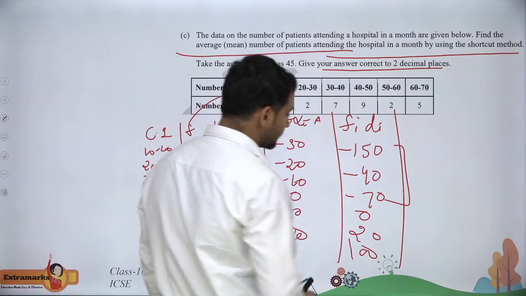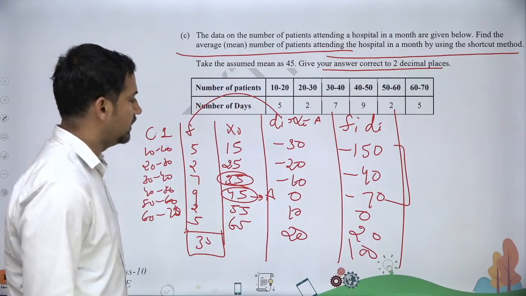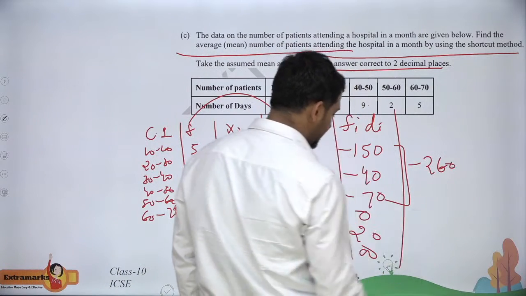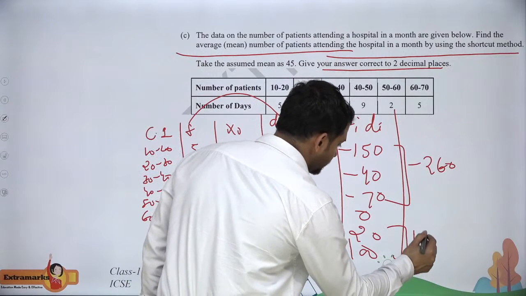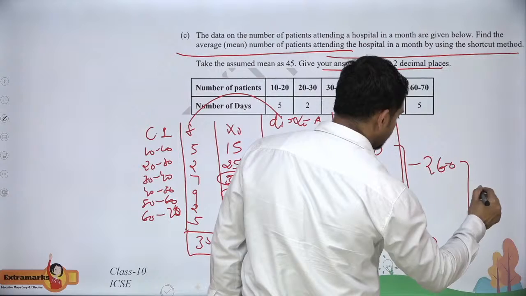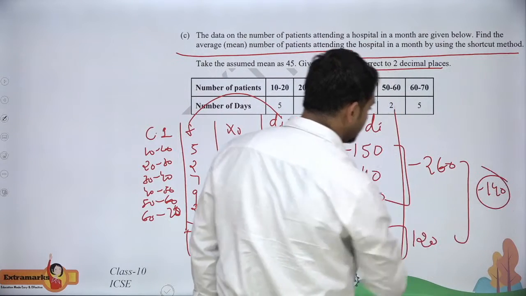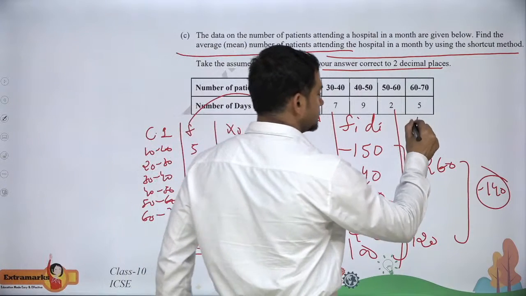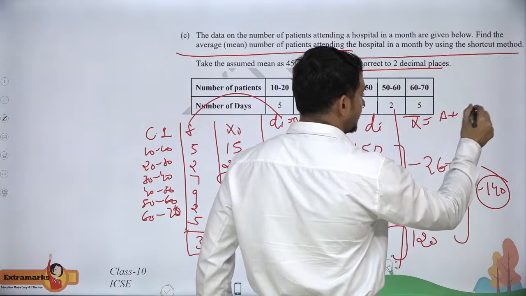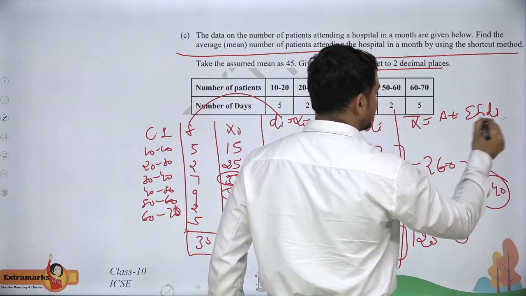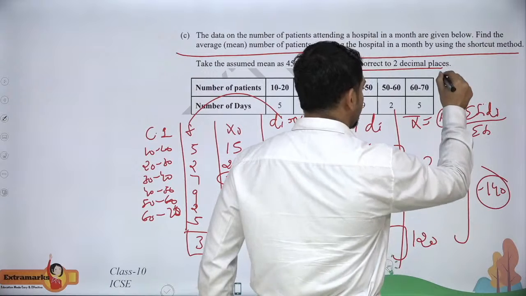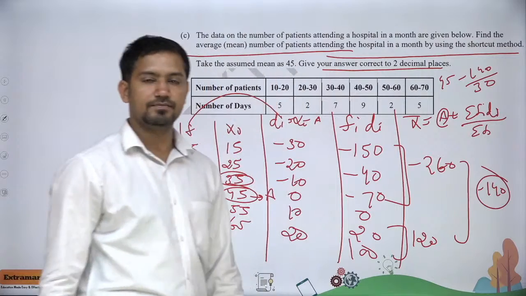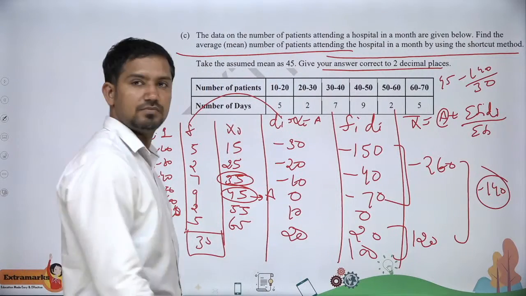Now, after solving this, 150 and 70 is equal to 220, minus 260 will come. Minus 260, and we know that the other sum is 120. After solving, minus 140 comes. So according to that, just use the formula: mean equals a plus sigma fi di upon sigma fi. We put the value of a equal to 45, minus 140 divided by 30, then you will get the answer. After solving, you will get the answer.